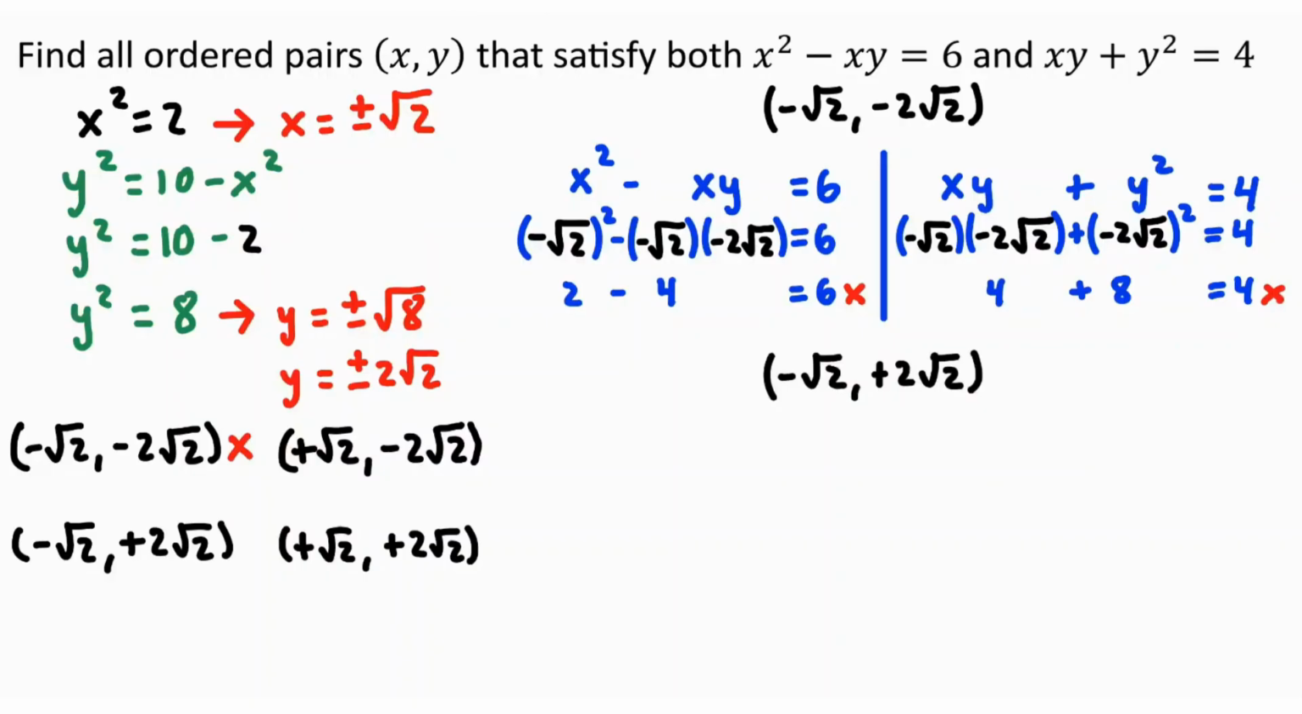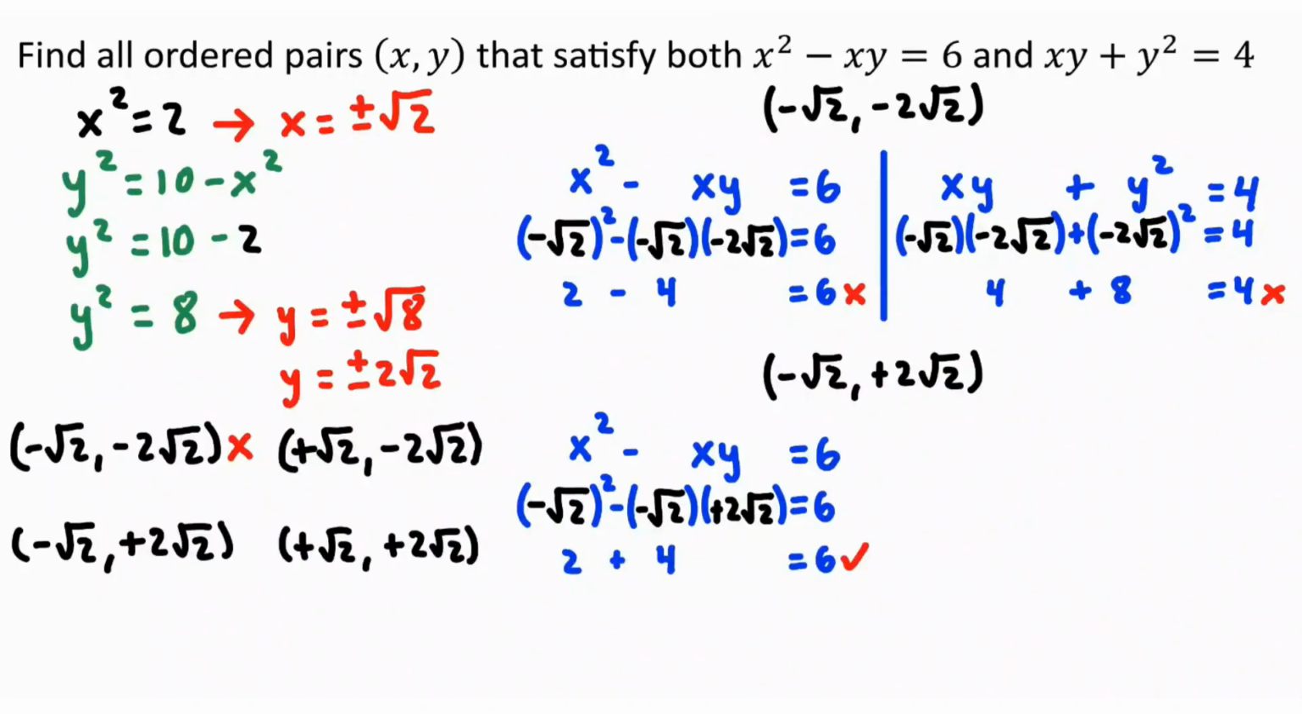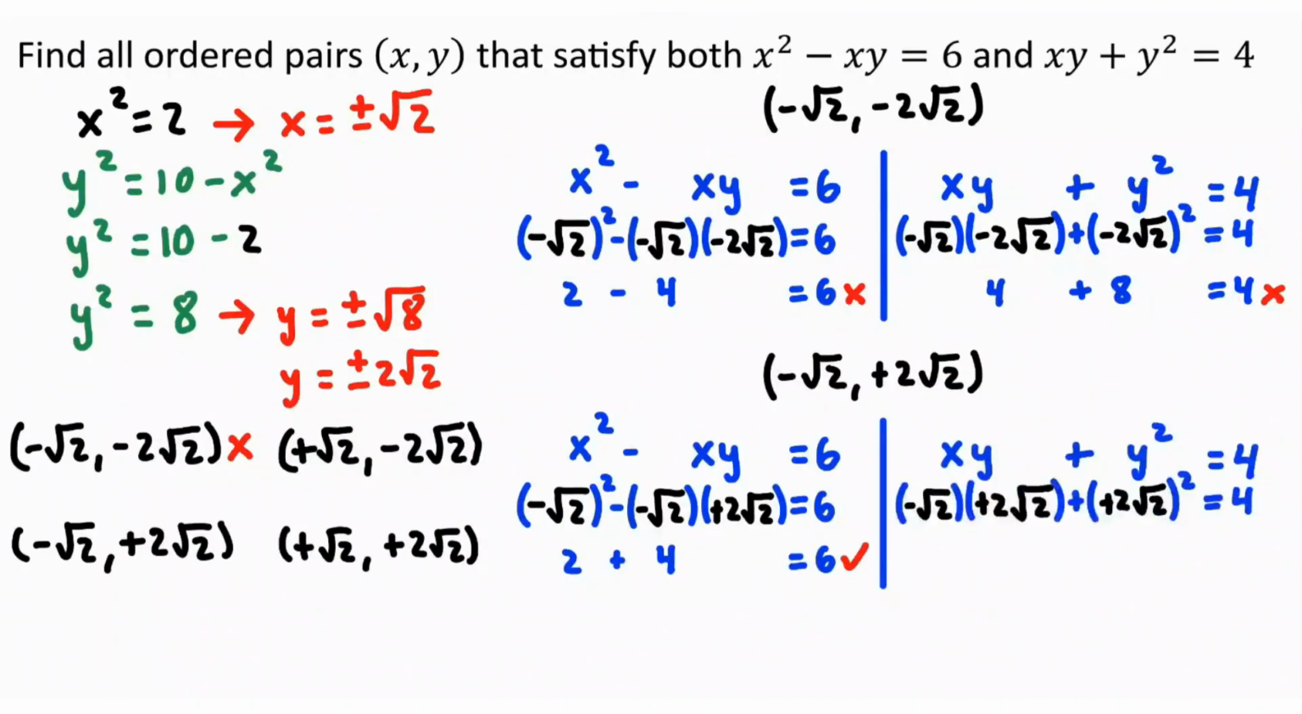Next, we can try the negative root 2, comma, positive 2 root 2. Substitute it in, find out that it's true on both equations. So we found that negative root 2, comma, 2 root 2 does work.